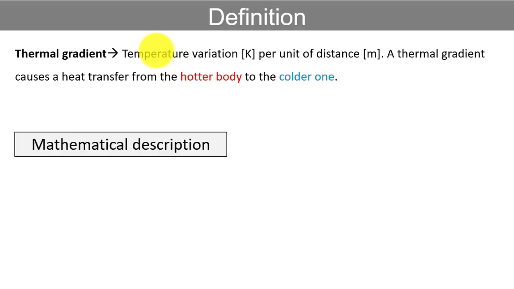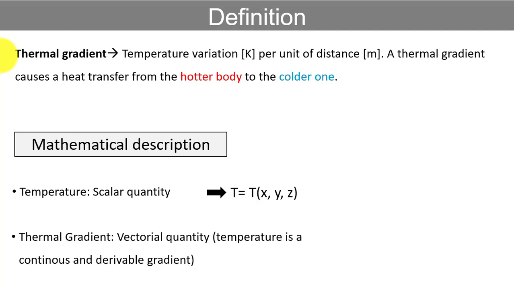Prior to continuing, we have to introduce some mathematical concepts that are very important to understand what really lies behind this. First of all, we have to consider that the temperature is a scalar quantity. That is, every point in the space has this magnitude, which is a temperature only in value. But when we talk about thermal gradient, we have a quantity, but also a direction. That's why this is a vectorial quantity.